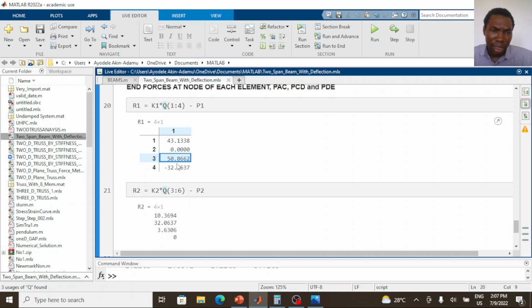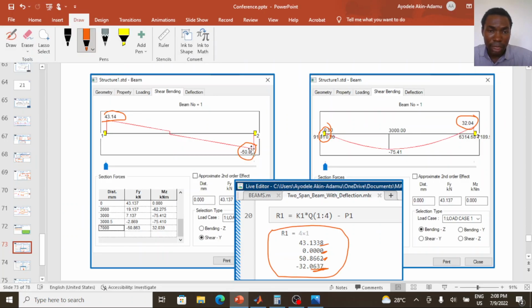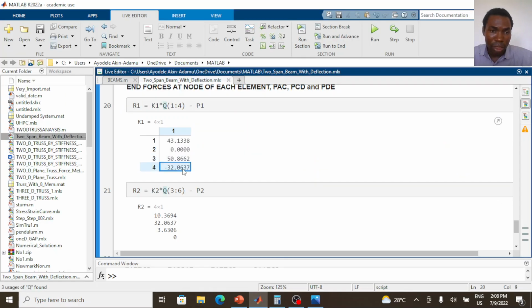You can see these two are the reaction components at the second node. The first one is the vertical reaction, that's the shear force at that point: 50.8662 kilonewton, and we see here 50.86 kilonewton. The moment at that node is 32.06. You see it here. Let's check it. We see 32.06. So the first two represent the reaction components at the first node, the last two the reaction components at the end node.